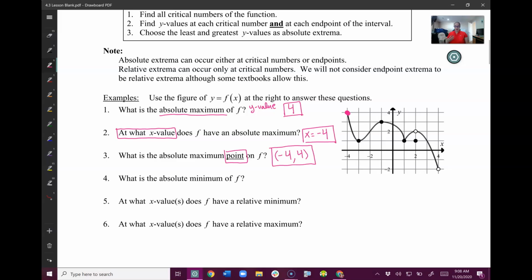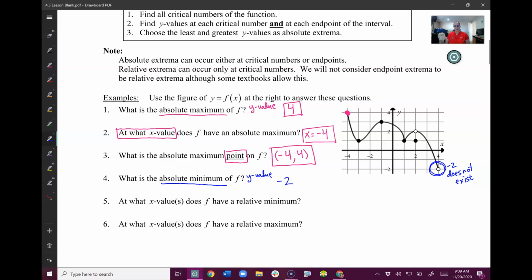Okay, now let's talk about the absolute minimum of f. We'll do this one in blue. Now, a lot of you would say, well, right there we have an absolute minimum at -2, because it's the y value. But that's not actually correct, because -2 does not exist on this graph. It's a hole.